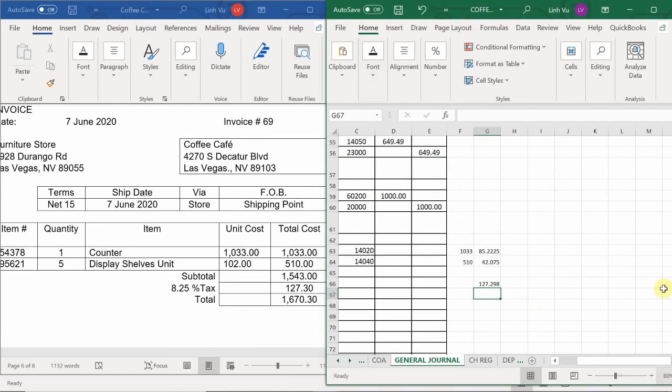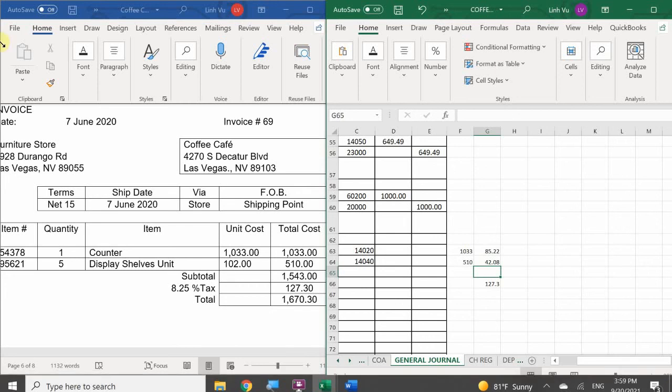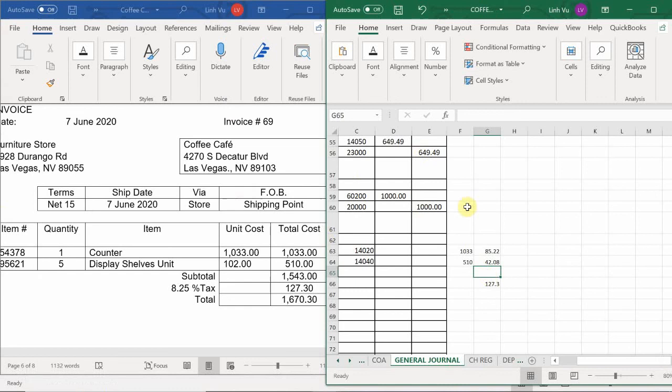22.25. So that's right there. 85, 22. And then this one is going to be 42, 47, 42, which gives you exactly $127.30. So in this case, this one you're okay to round up.